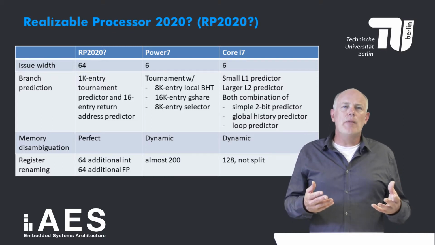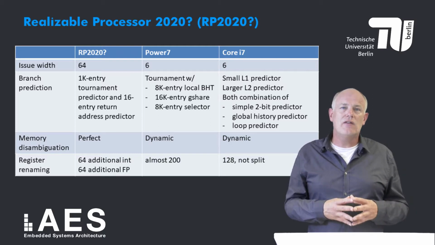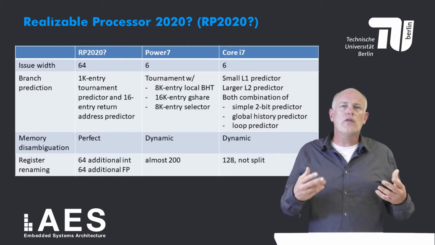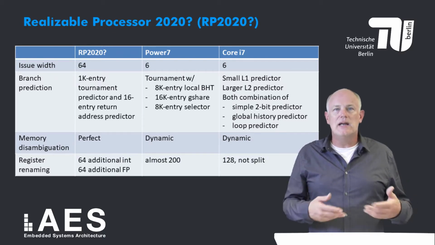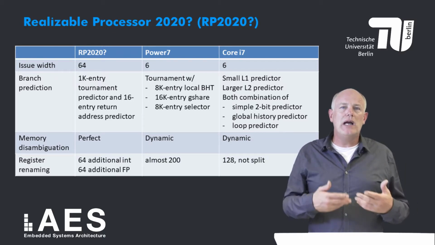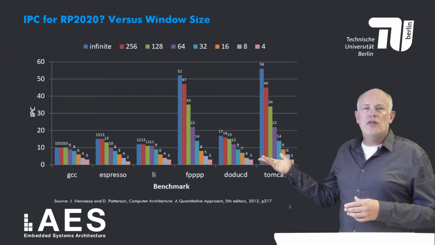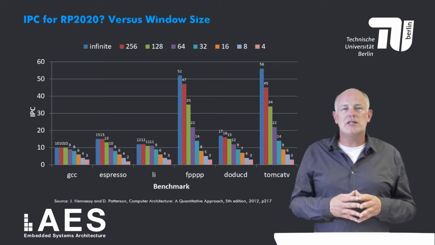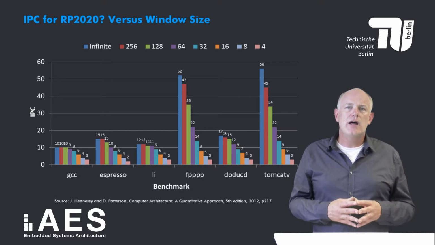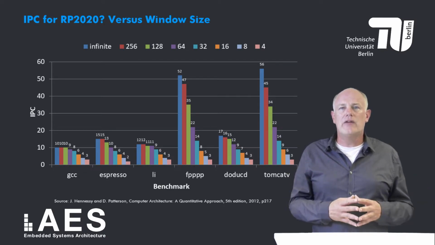I also need to remark that it is assumed that all instructions have an execution latency of 1 cycle. This also reduces the number of reorder buffer entries required, since an entry will be occupied by a certain instruction for a shorter time. This figure shows the IPC achieved by the RP 2020 processor for different window sizes. The window is a set of instructions considered for parallel execution.